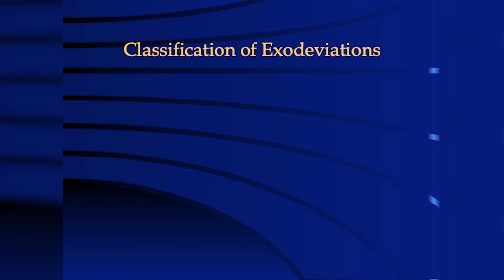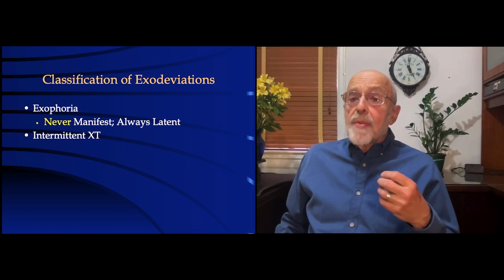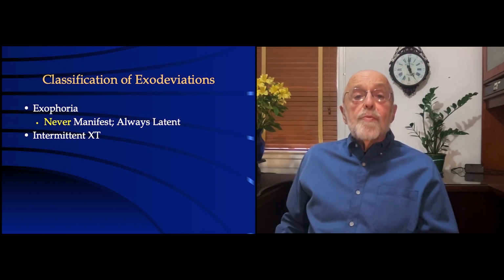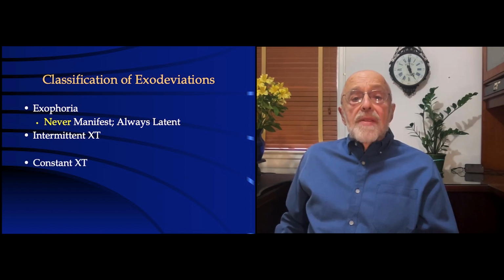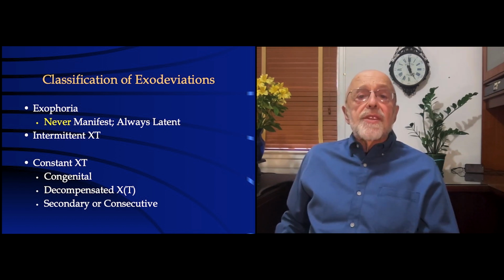Let's start with the classification of exodeviations, and in general, this parallels classification of all strabismus deviations. An exophoria is a deviation that, by definition, is never manifest. It's only latent. Then there's an intermittent exotropia. That's a patient who is sometimes straight and intermittently has a manifest deviation. And then there's a constant exotropia, which could be a congenital constant exotropia, a decompensated intermittent exotropia, or a secondary or consecutive exotropia. And we'll talk about these different entities separately. The bulk of this talk, however, is going to be about intermittent exotropia, as that's the most complicated and I think the most interesting.